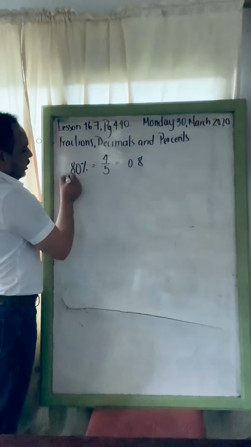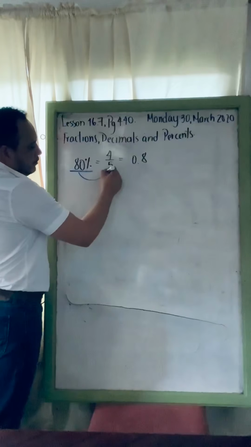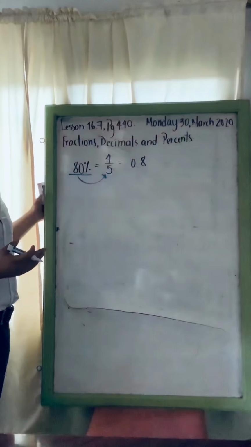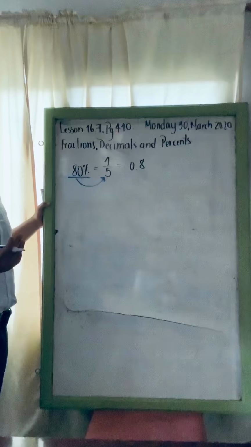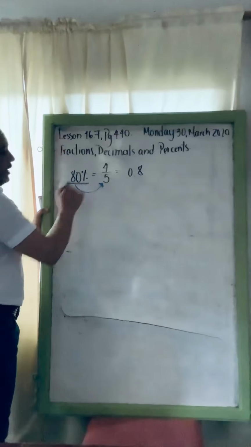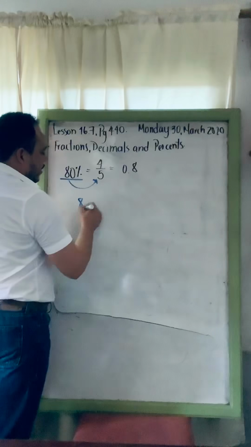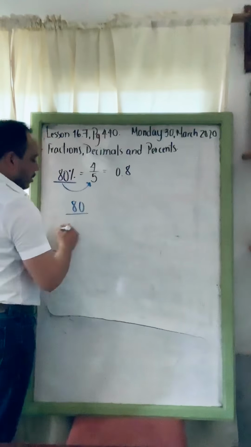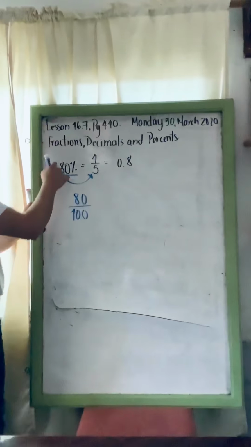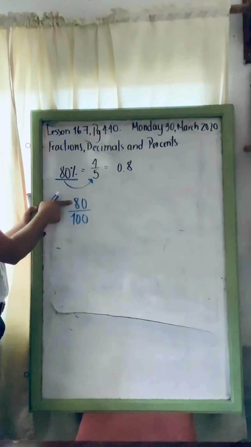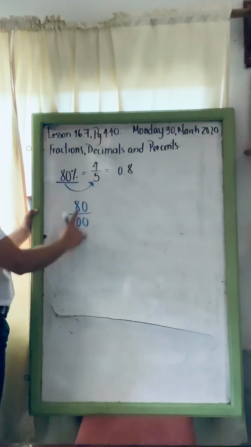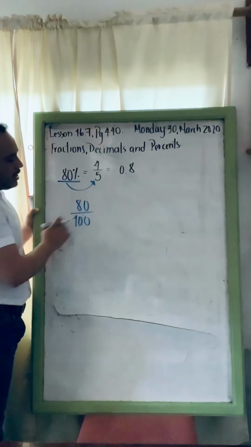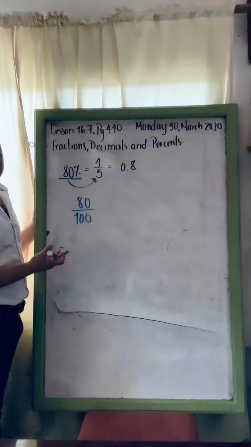First, let's try to change the percentage into a fraction. Okay, first of all, a percentage is always out of 100. So if we're talking about 80%, we're saying that this number, 80, is based on 100. So 80% equals 80 parts of 100. I repeat, percentage always refers to 100. So here we have a fraction already. Basically the work is done.